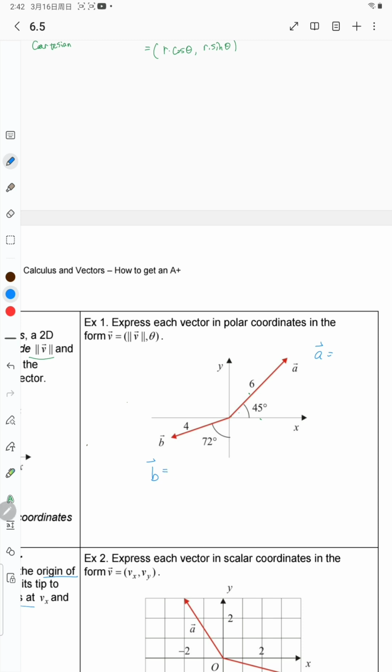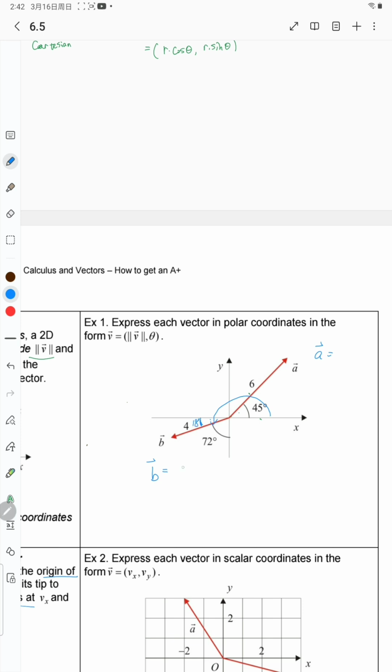And what about B? You can write it out, and then we're going to compare answers. And then B is a little bit tricky. So for this angle, we need to calculate it clockwise, right? We know here it is 90 degrees minus 72 degrees, which is going to be 18, right?